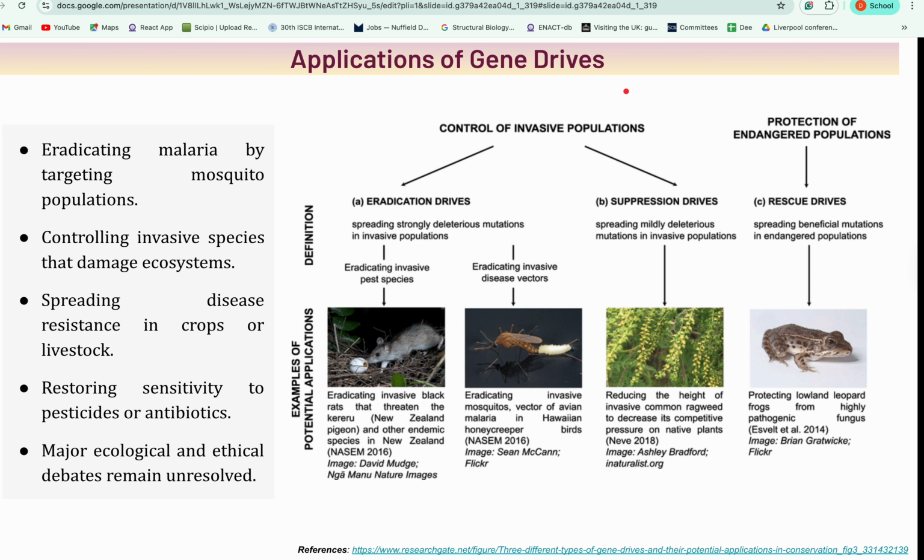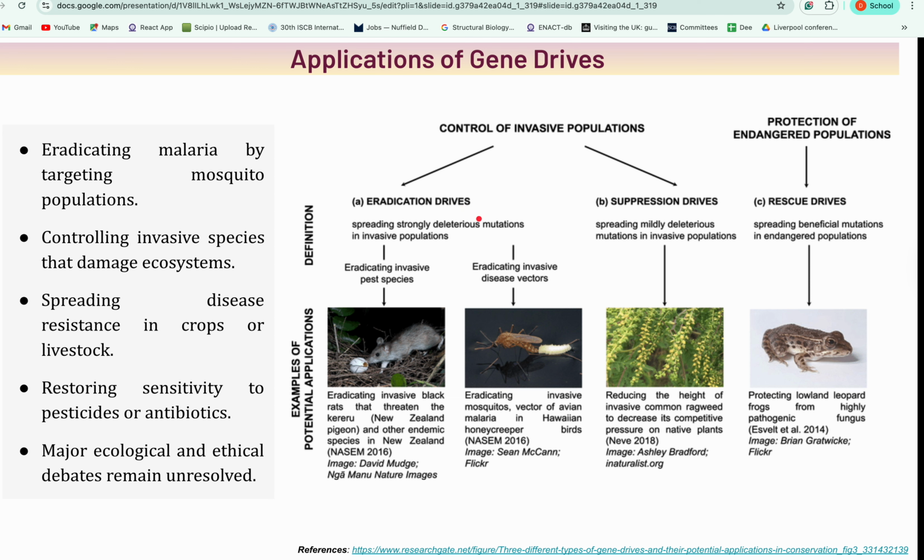Now, what are the applications of these gene drives? Eradicating malaria by targeting mosquito populations. Second is controlling the invasive species that damage the ecosystems, spreading disease resistance in crops or livestock, and then restoring the sensitivity to pesticides or antibiotics. Major ecological and ethical debates remain unresolved. So, we can control the invasive populations and we can protect the endangered populations using these gene drives.